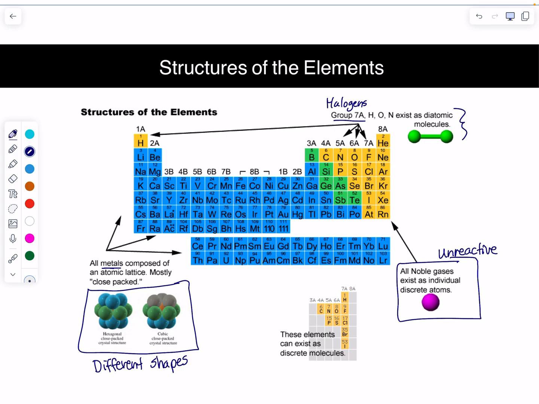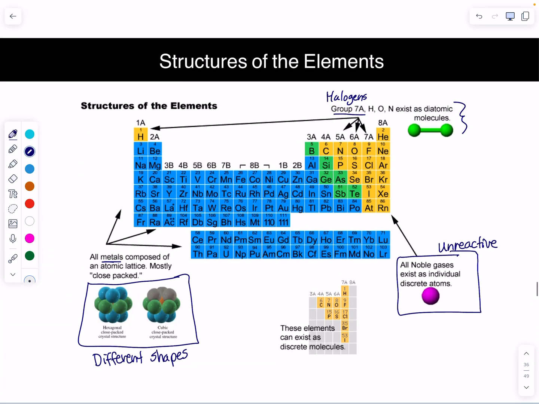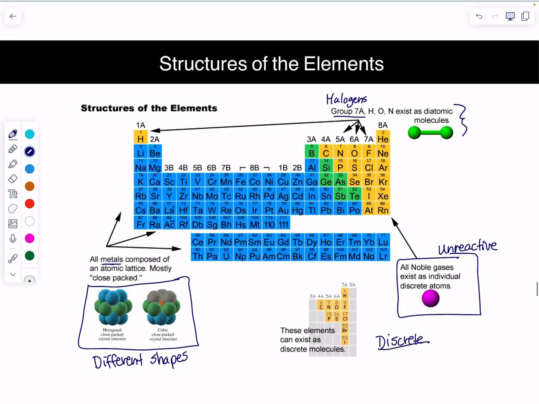All right, and let's see. All right. So discrete just means a single separate thing. Okay. Oh, that's the same as the unreacted chemical? Yeah. So discrete means kind of a single separate entity.